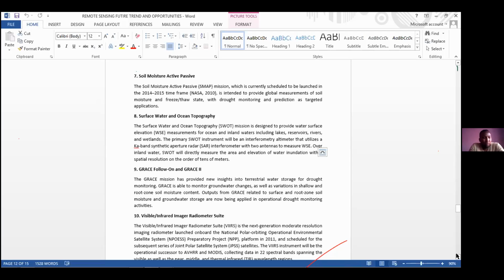Another use of remote sensing is what we call the GRACE Follow-On and GRACE 2. There's a new model that has come up in the 21st century. Actually, it was designed back in 2018. The GRACE mission has provided insights into terrestrial water storage for drought monitoring. How does this impact the 21st century world? The GRACE Follow-On and GRACE 2 help you as a remote sensing expert to understand the water level. For instance, I'll give a perfect example in Kenya. We did an analysis for a region called Turkana.